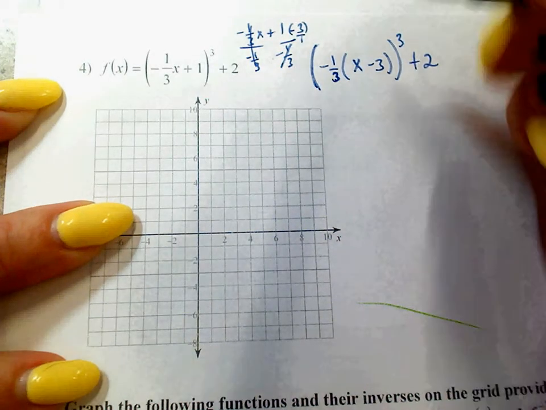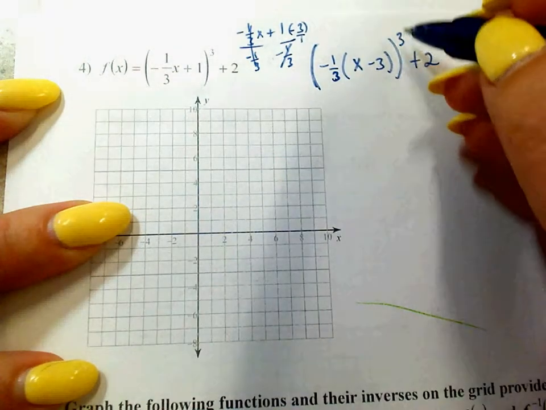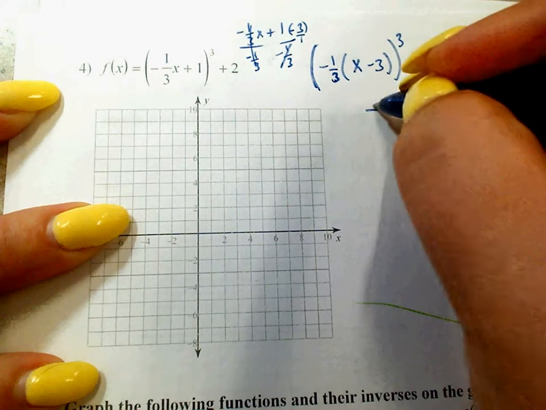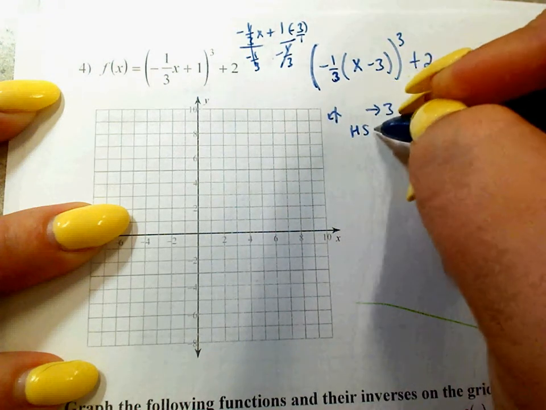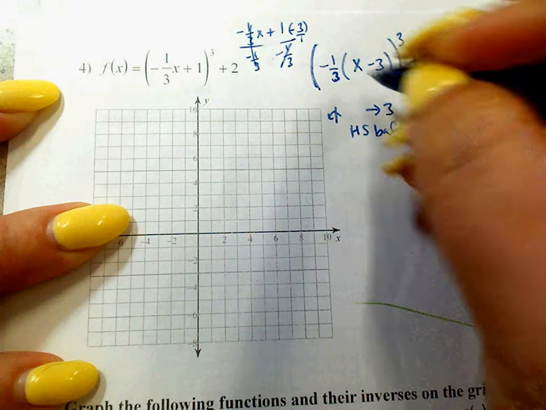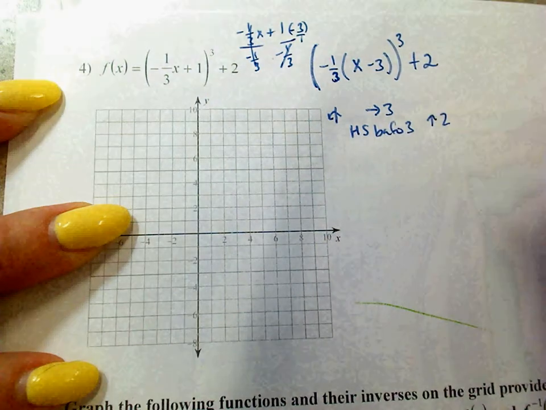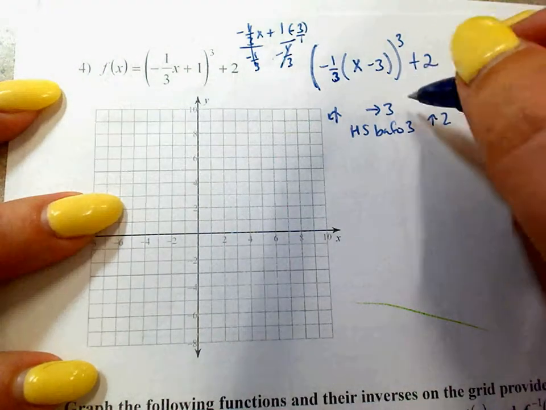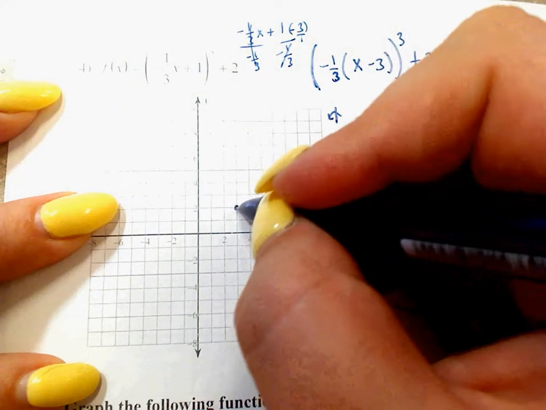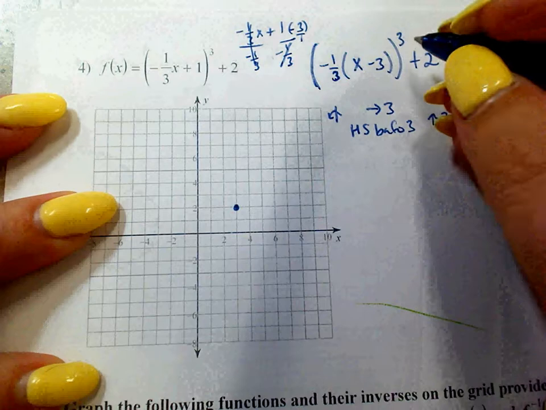Okay? So when I graph my original function, it is a cubic function shifted to the right 3, flipped over the y-axis with a horizontal stretch by a factor of 3, opposite on the interior, and up 2. Okay? So I'm going to go right 3 and up 2, and that is my center point for my cubic function.